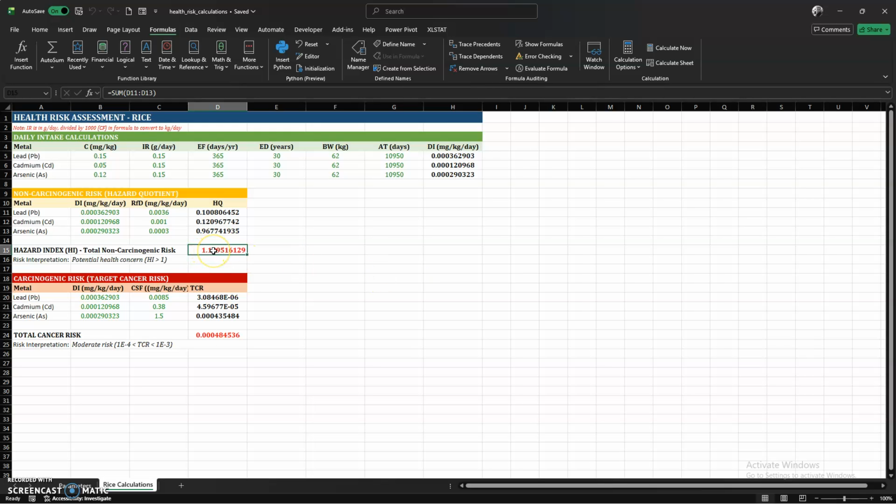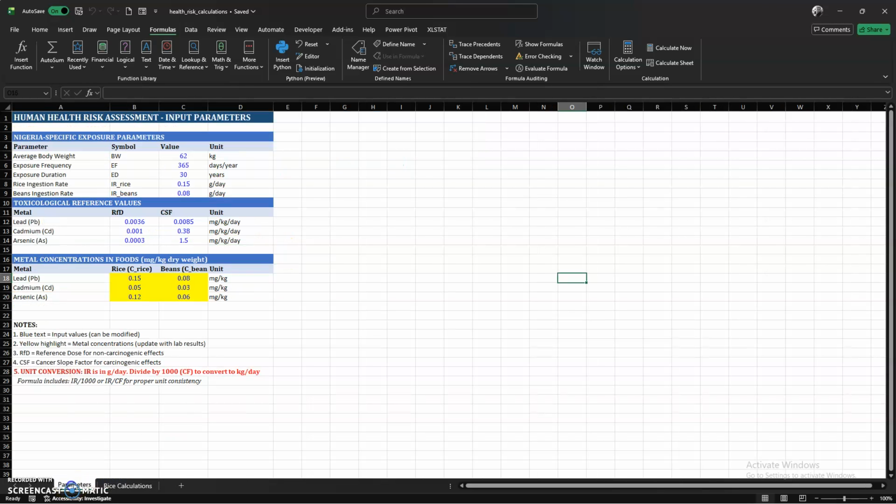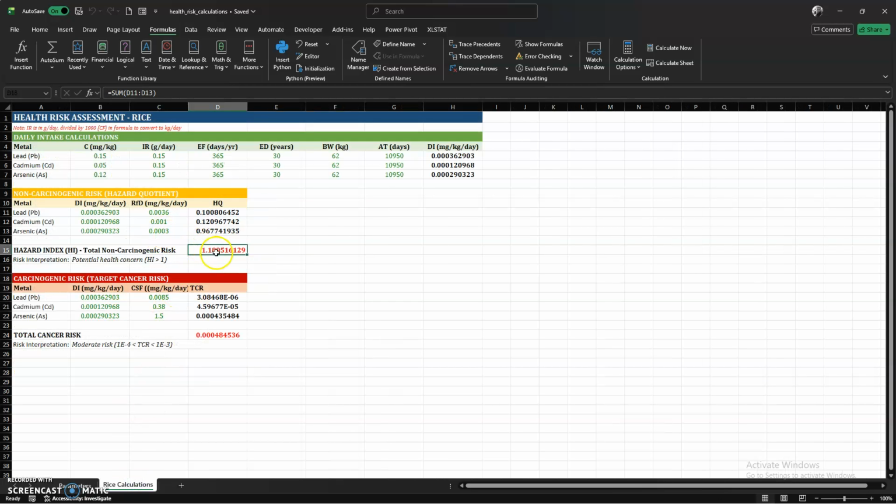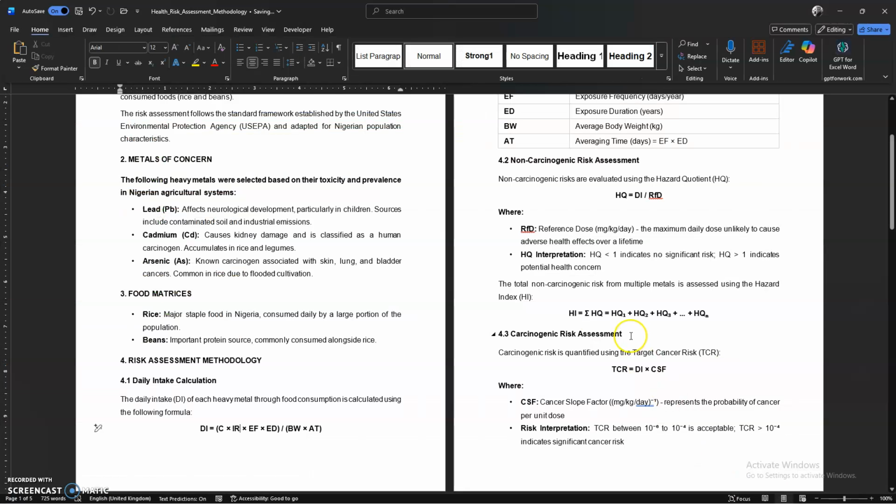So we are saying that it's greater than 1, showing us that there's significant risk if we consume that rice with this particular concentration of this metal. So you see that consuming that rice will actually cause an effect, a non-carcinogenic effect on our body. So once you've done the non-carcinogenic risk, we are saying it's greater than 1. Once it's greater than 1, that means there's potential human health concern.